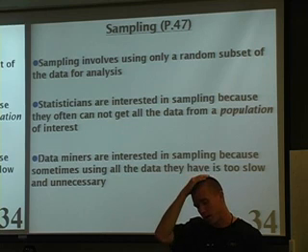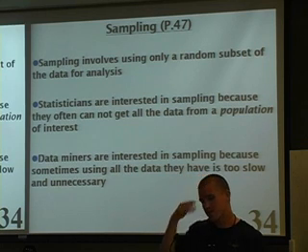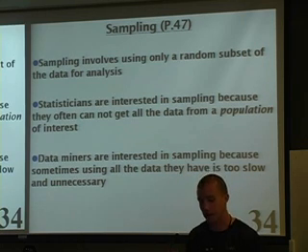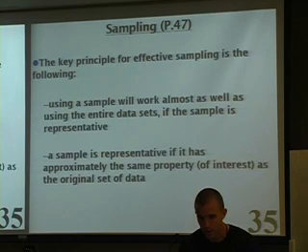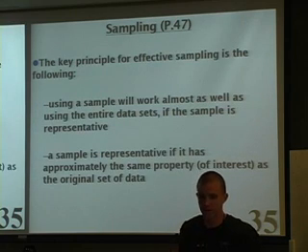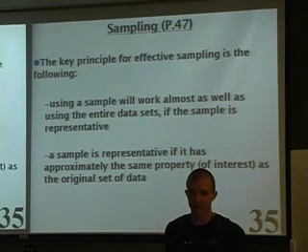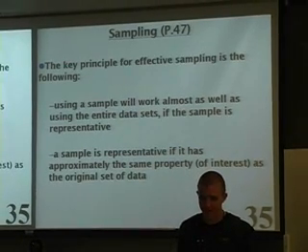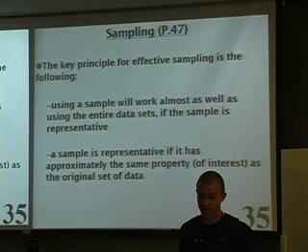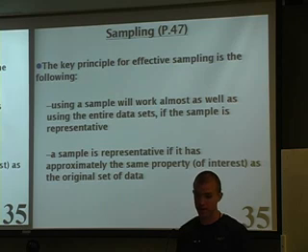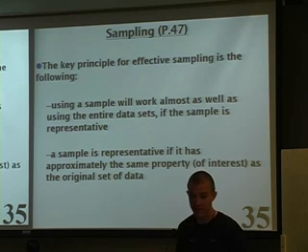Also, sometimes it isn't obvious what objects you should sample, and I'll talk about that a little bit too. What I want to say is something I copied down from the book, and I think it's funny because it's completely circular. It says using a sample will work almost as well as the entire data set if the sample is representative. So what does it mean to be representative? A sample is representative if it has approximately the same property of interest as the original set of data. So it's very circular, but the point is it depends what you're after.